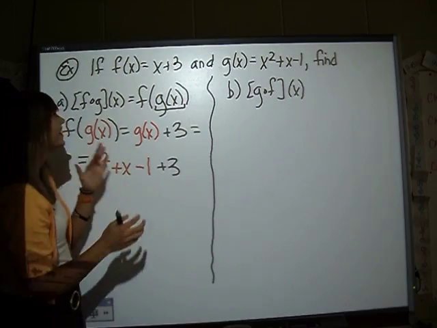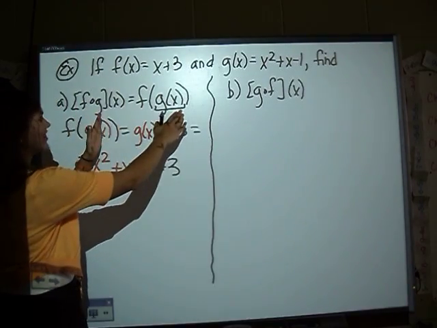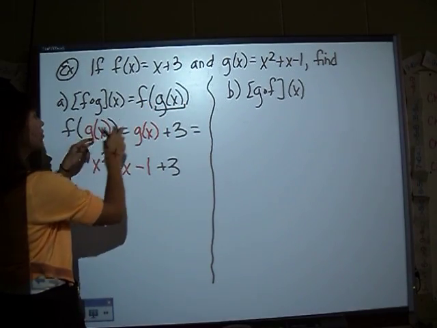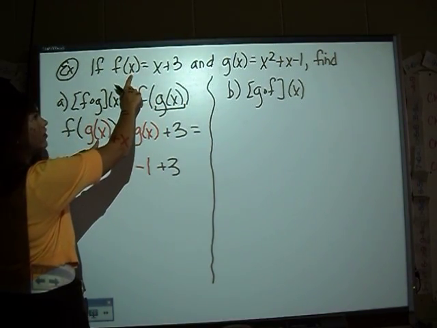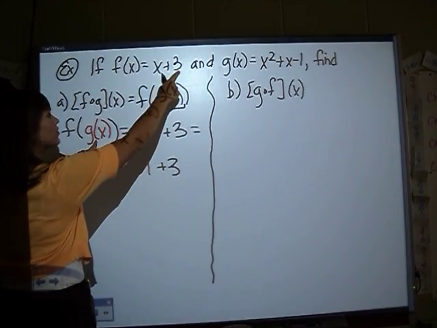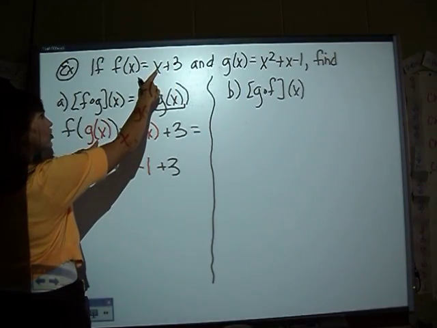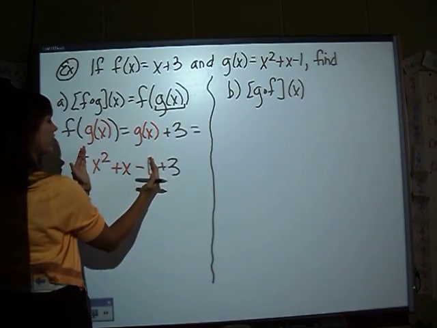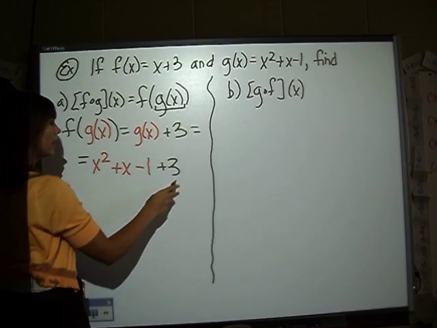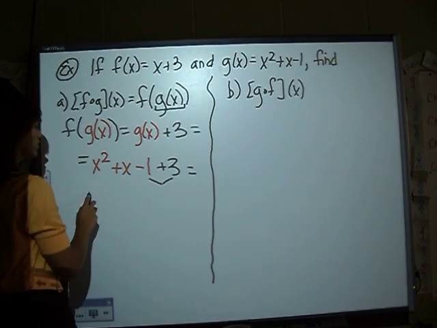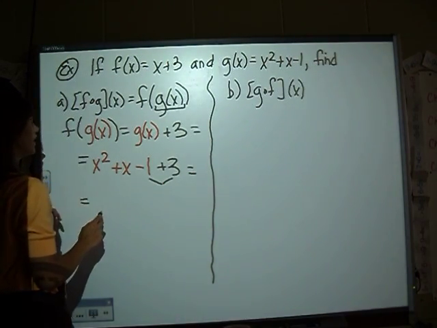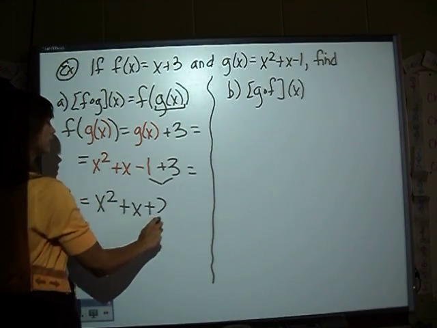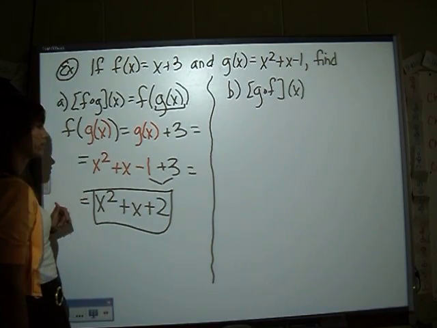Okay, so again, here f of g of x, I'm evaluating the function f at g of x. So wherever my x is, g of x is now. So if f of x is x plus 3, f of g of x is now g of x plus 3. Okay, and my g of x is this whole function from right there, plus 3. Okay, and then we just simplify. We can combine those two. So f of g of x equals x squared plus x plus 2. Okay?